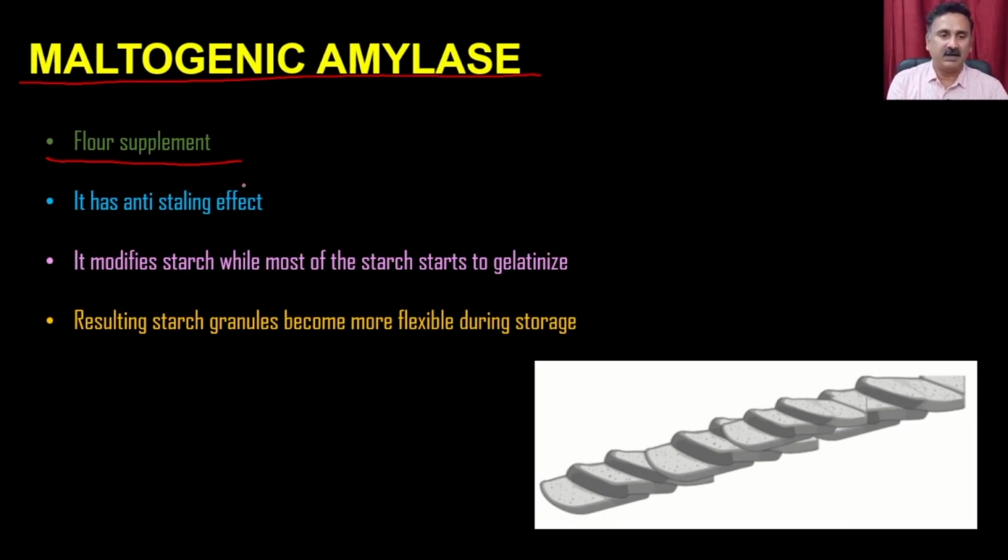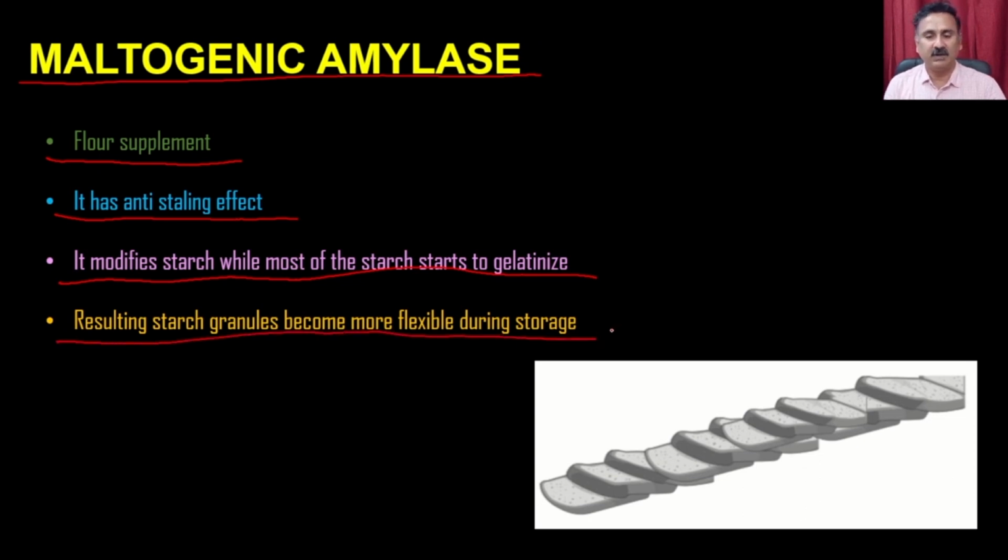You remember that when you are going to make bread, cake, and all that, you are first going to make the flour, right? So it is going to be added into that, and it has the anti-staling effects. It modifies the starch while most of the starch starts to gelatinize, resulting in the starch granule becoming more flexible during the storage. So it is going to make the cake and other things a little more porous and fluffy.